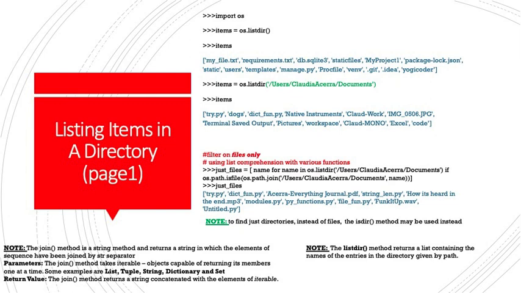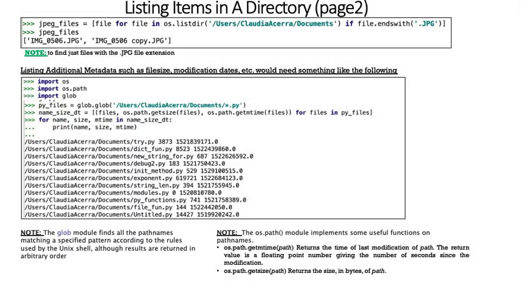The return value: the join method returns a string concatenated with the elements of the iterable. So you see, when I fire off our variable just files, I get only elements that are files, only elements that have an extension, a dot, whatever the case may be. To find just directories instead, I would employ the isdir method instead of the isfile method, right? That makes sense.